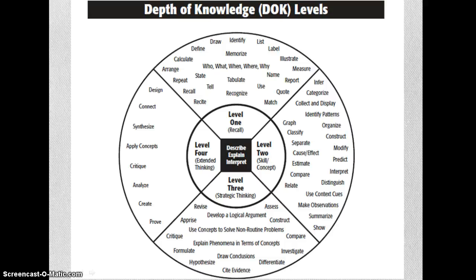Another helpful tool in writing performance scales is the depth of knowledge level. We can start with level 1, recall terms, and then move with a little more rigor to level 2, looking at skill and concept. Level 3 would be strategic thinking. So we could use many of those verbs that are there in that section to be able to create the level 3. And then the level 4. So this is the higher level of our performance scale.